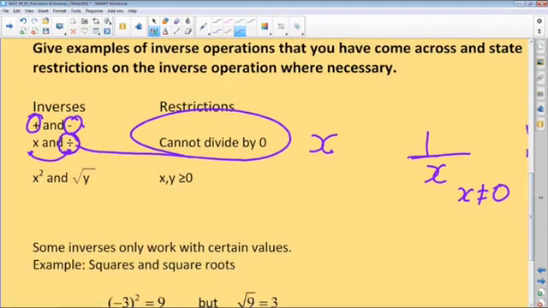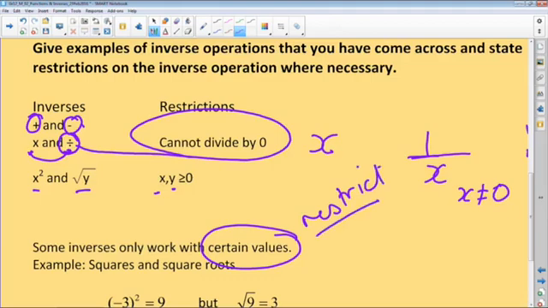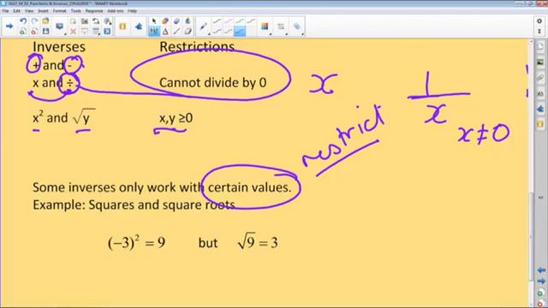Then another classic one that we use is squares and square roots. And here the restriction is that the numbers x and y must be greater than or equal to 0. The reason for this is, strictly speaking, squares and square roots are not really inverses of each other unless we restrict it. So some inverses will only work with certain values. In other words, we have to restrict what we allow those values to be. And you see here that x and y have to be greater than 0 when we're dealing with numbers that are squared and then square rooted.